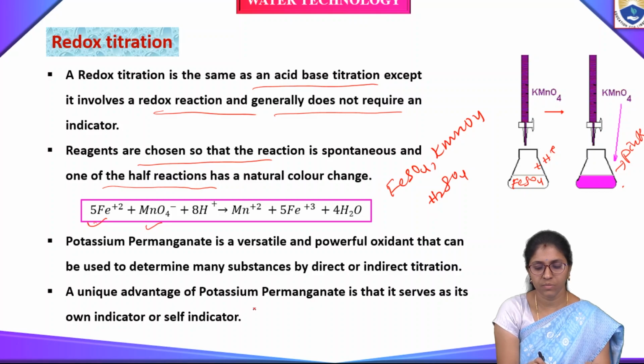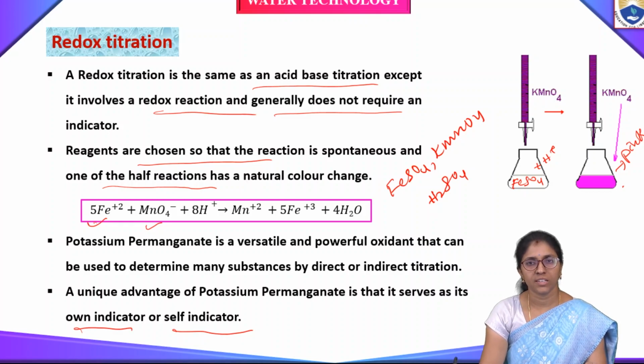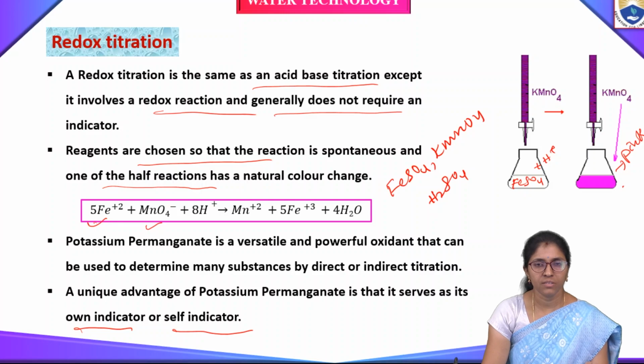It can act as a self indicator or own indicator, so it will give color after the end point. When it reacts with iron sulfate, no color change occurs. When the iron sulfate is completed, the KMnO4 color appears as pink in the conical flask. This indicates the end point of the redox titration. So KMnO4 can act as a self indicator or own indicator.